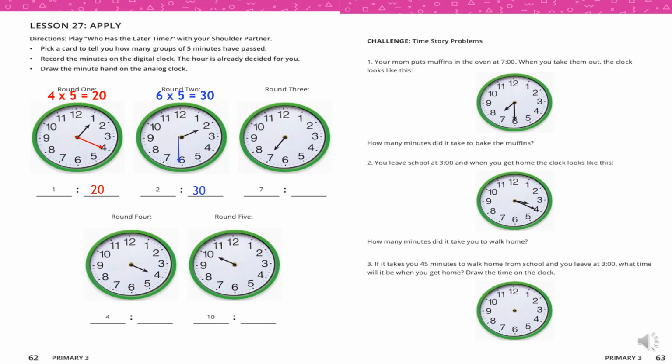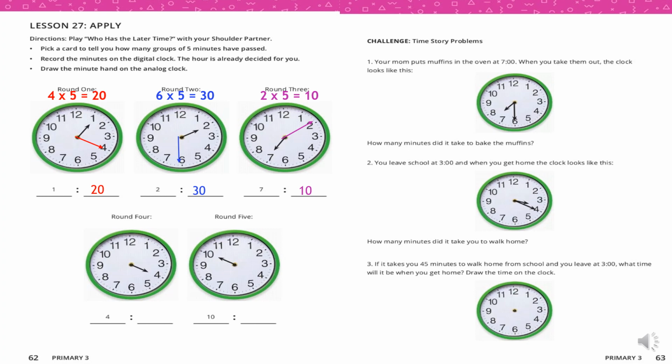We will write 7 in hours. And the long hand is referring to 2. So 2 groups of 5. 2 times 5 equals 10. We will write 10. So it's 7:10. The clock 4, the short hand is referring to 4.